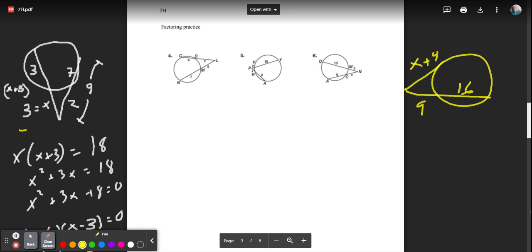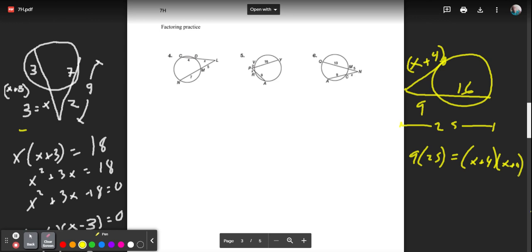Now, remember, outside times whole equals outside times whole. So, the whole thing down here is going to be 25 because that's what 9 plus 16 is. So, on one side, we're going to have 9 times 25. On the other side, well, the tangent, x plus 4, the outside part is x plus 4. Now, the whole thing is outside, so the whole thing is also x plus 4.